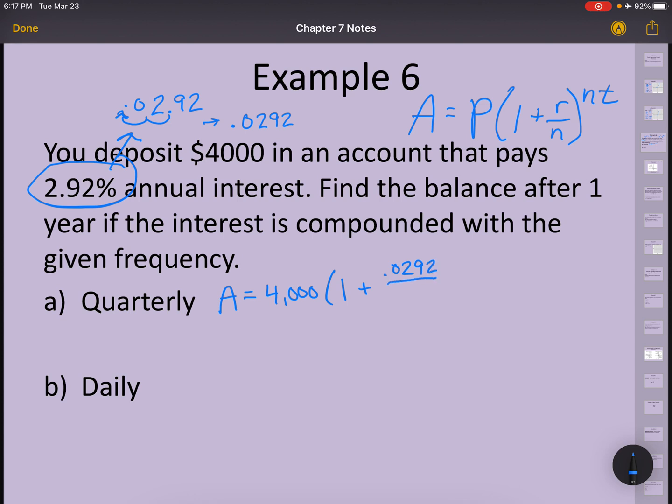And then N is the number of times it was compounded. So quarterly, with respect to a year, just happens 4 times a year. Think of 4 quarters makes $1. So 4 times a year, or every 3 months, this gets compounded. And again, the exponent is the 4 times a year times T. It says after 1 year, so T is just going to be 1. And again, this is going to be approximate.